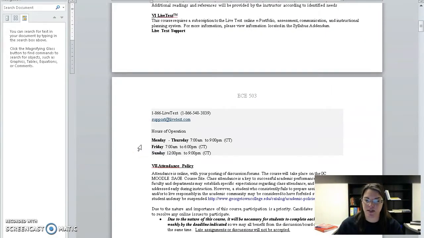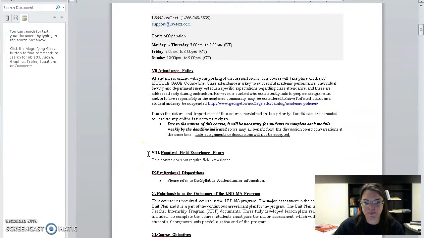You're going to need a LiveText subscription. If you don't have one yet, you're going to need one throughout this whole program. It's sort of like an online portfolio. So every class has at least one major assessment that you will upload to LiveText. It's always graded in Moodle or Sage, which it's now called. But you upload it to LiveText and then the professor will mark it pass-fail because it's already been graded. So that just is your placeholder to make sure that it has all of your assessments for the time that you graduate.